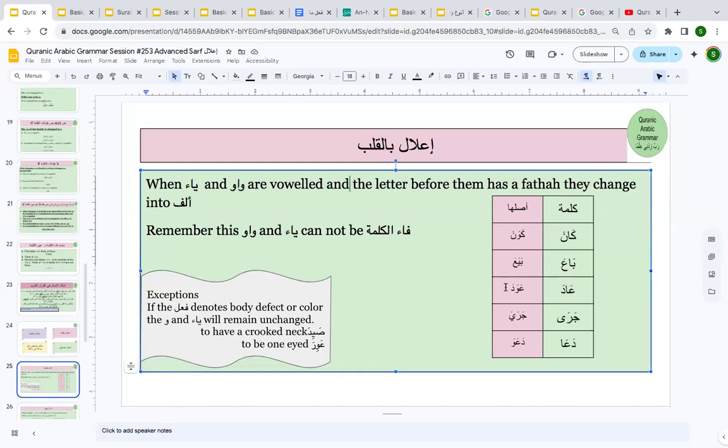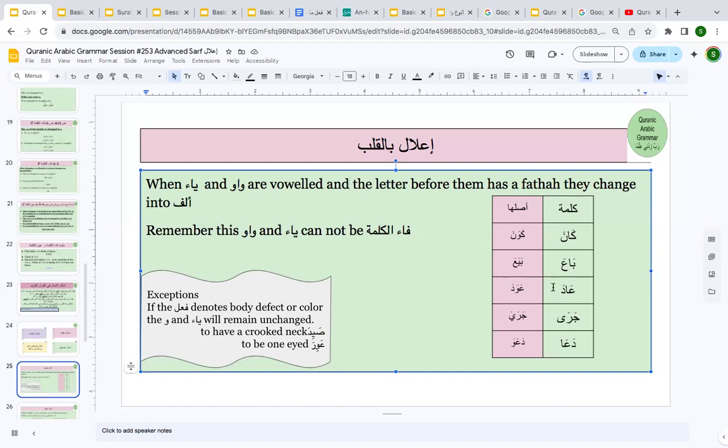So the first rule, ilal bil qalb, you have learned there is going to be a change of waw and ya to alif if there is a fatha before them. I hope this is clear to all of you. However, there is an exception to this. The waw and ya, you notice anytime you are noticing all these words, do they have waw and ya in their fa'l kalima?